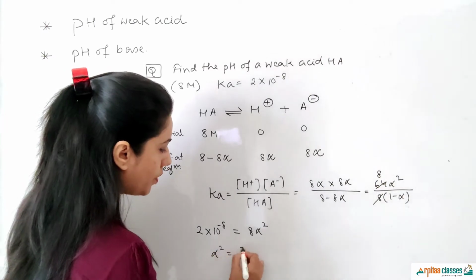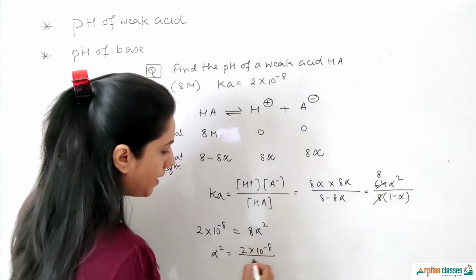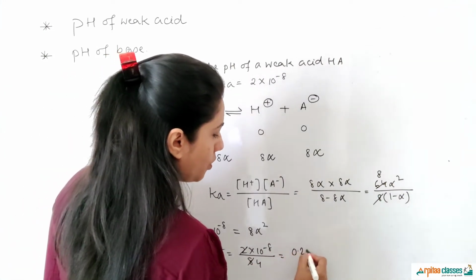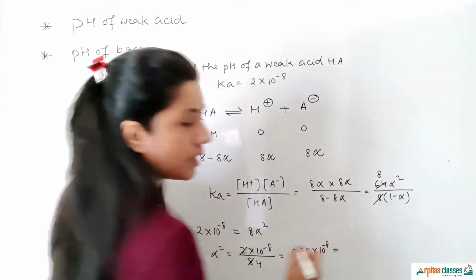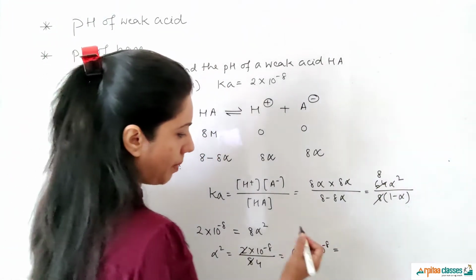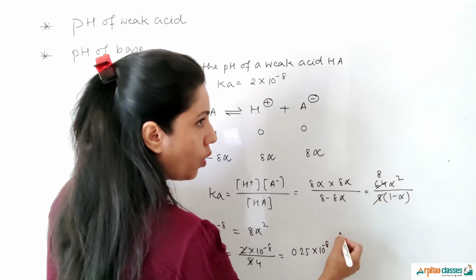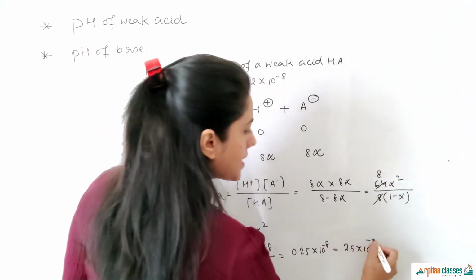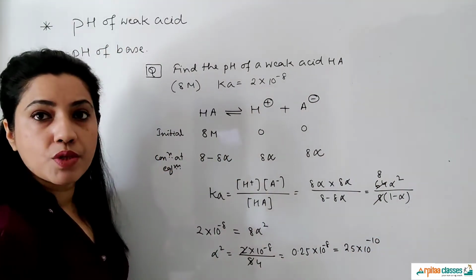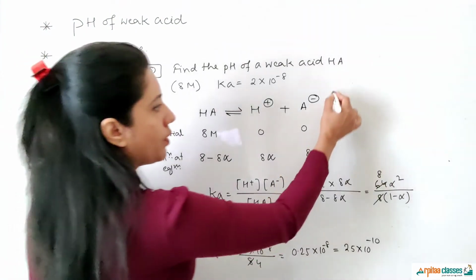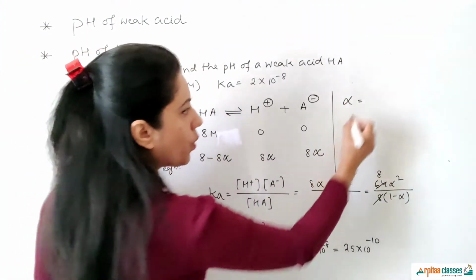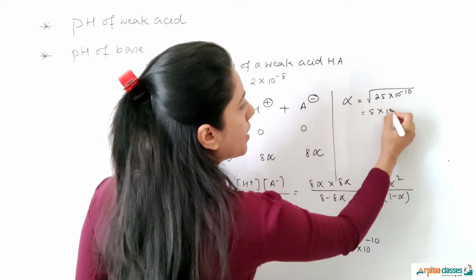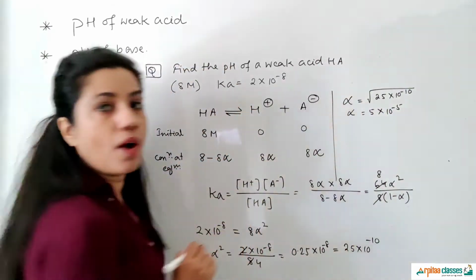So 2 into 10 raised to power minus 8 is equal to 8 alpha square. Therefore, alpha square is equal to 2 into 10 raised to power minus 8 divided by 8. This is coming 1 by 4. 1 by 4 is 0.25 into 10 raised to power minus 8. 0.25 can be written as 25 upon 100. That 100 will go up, so it will be 25 into 10 raised to power minus 10. This is the value of alpha square. Therefore, alpha will be equal to square root of 25 into 10 raised to power minus 10, which is 5 into 10 raised to power minus 5. This is the value of alpha we got.